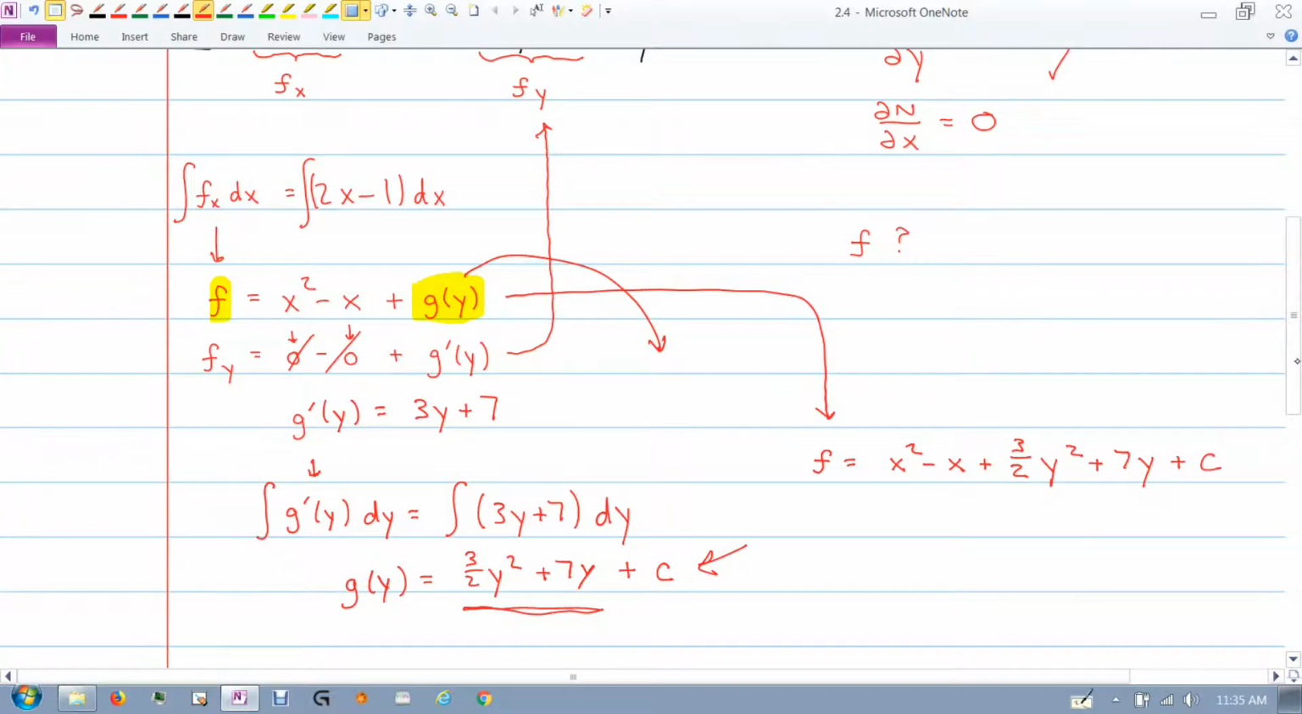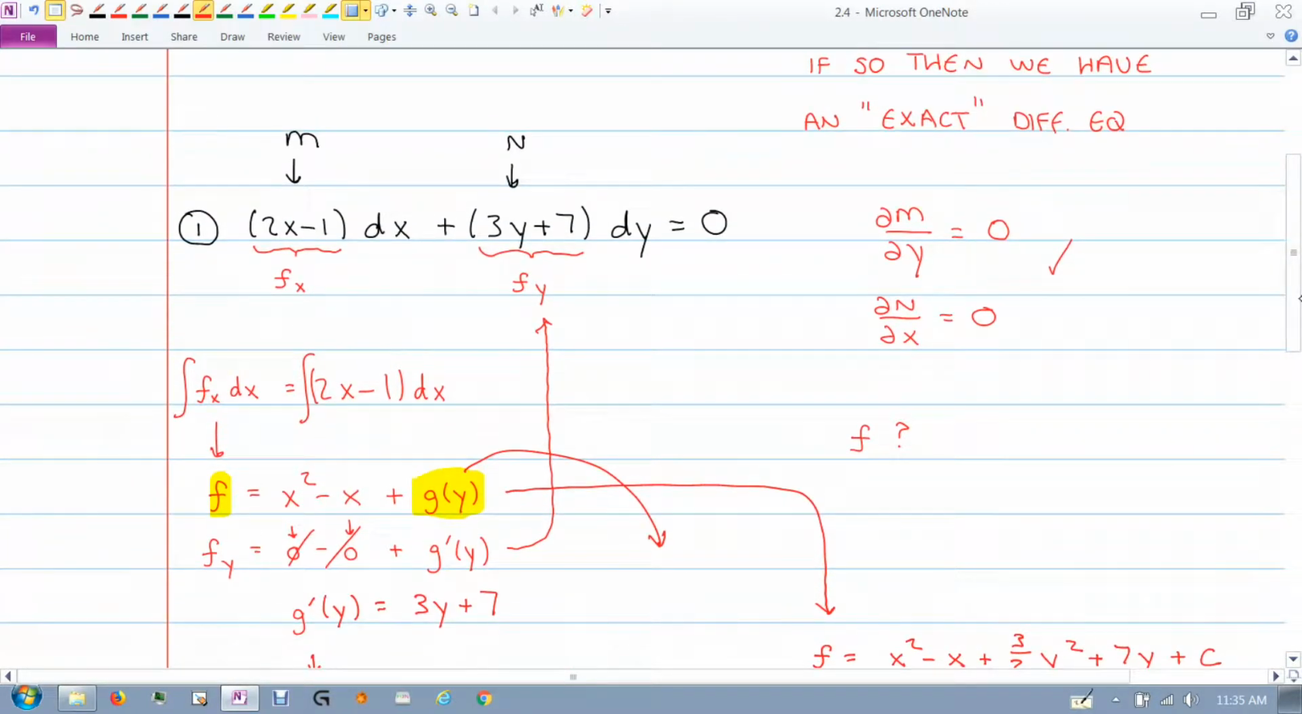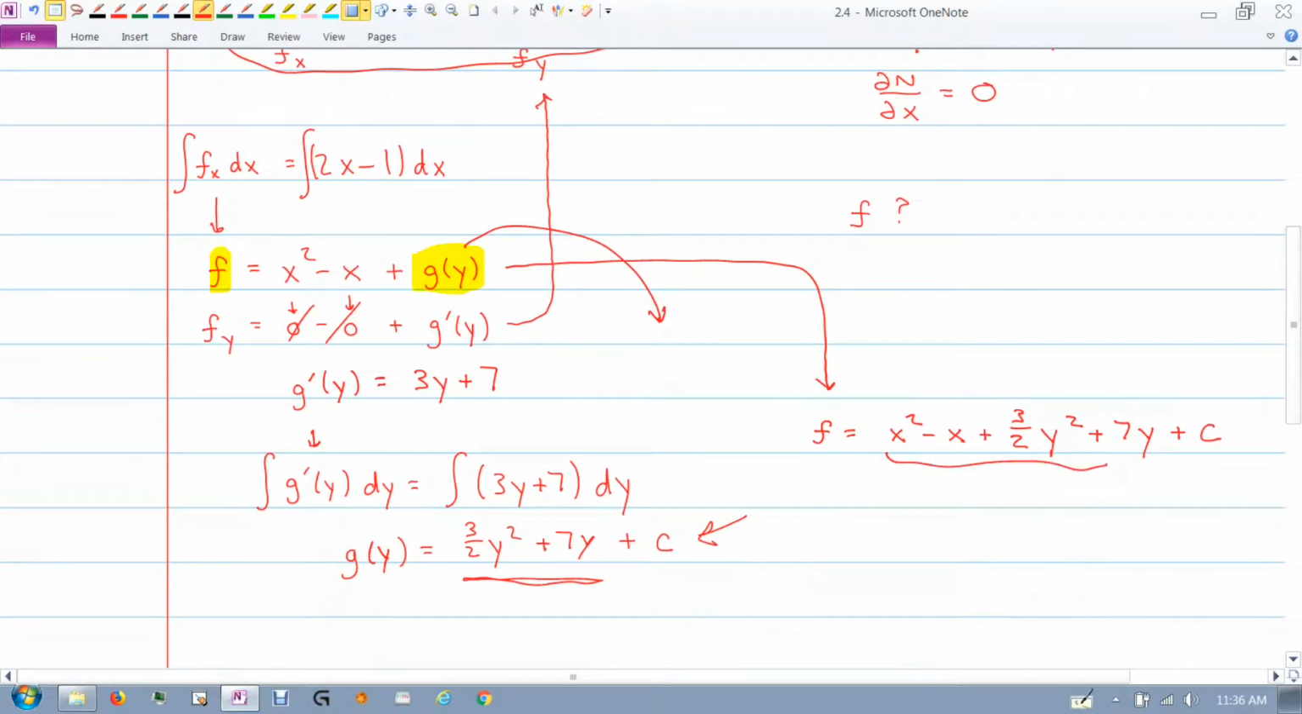So now, what we had up here, remember we were saying that this entire thing up here was the derivative of some function f, the total derivative, and that it was equal to 0. Then if it's equal to 0, if we integrate it up, that means f would be some constant. So we know what f is. Here's f. And so the solution is this equation, x squared minus x plus 3 halves y squared plus 7y plus some constant must equal some other constant.